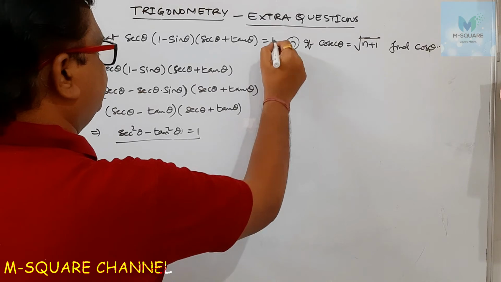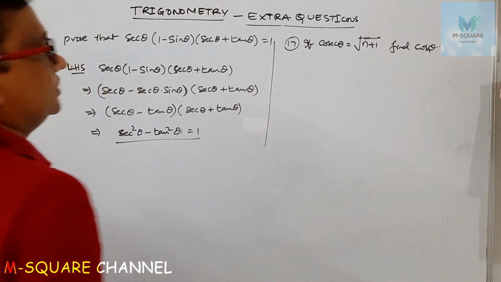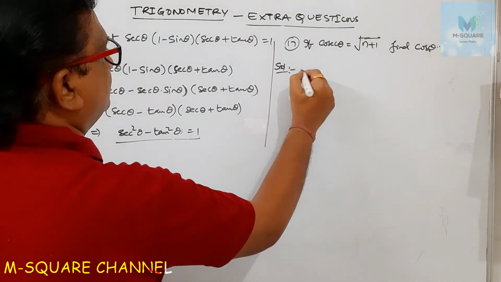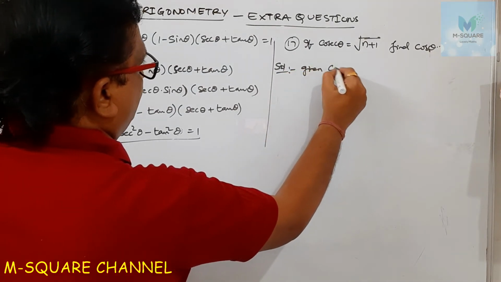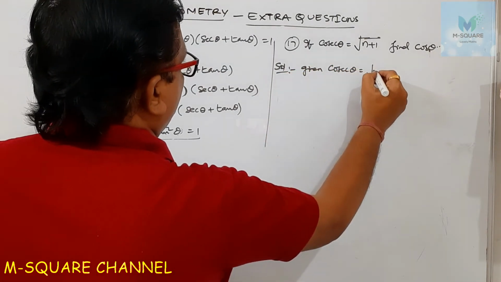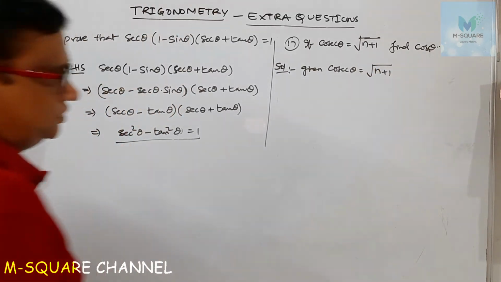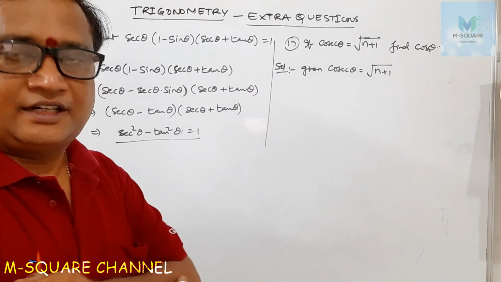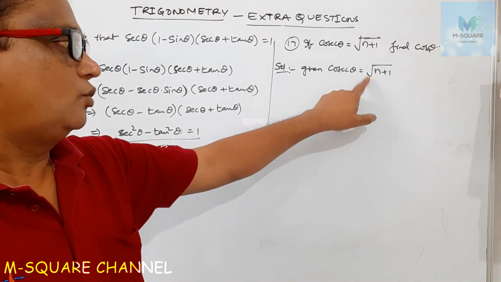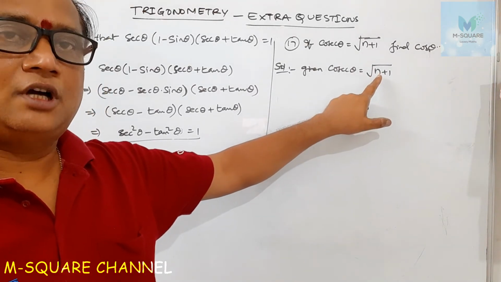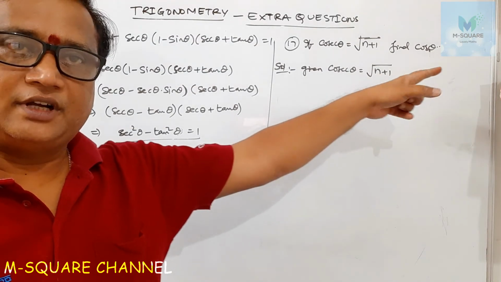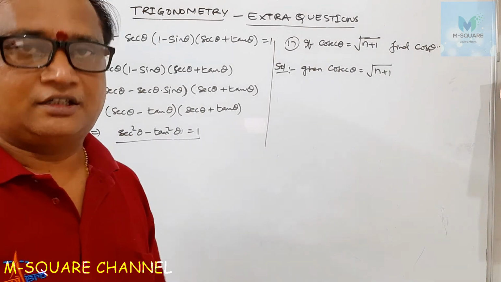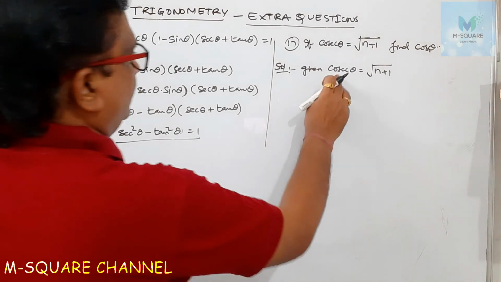Next one is, given cosecant theta equal root of n plus 1. We can use the triangle method also. This is root of n plus 1 by 1, so hypotenuse by opposite. So we can get the adjacent side. You can write directly cos theta. Otherwise you can write like this.